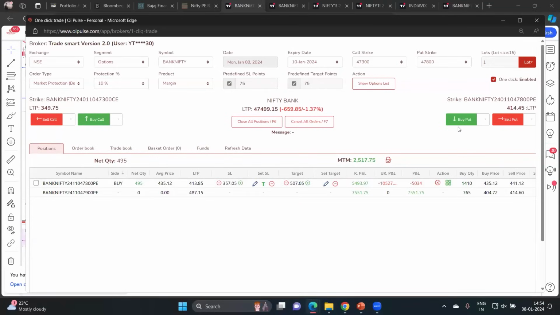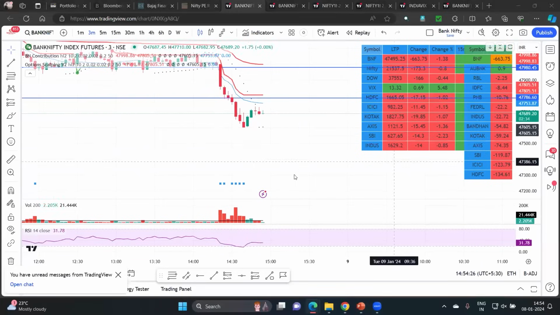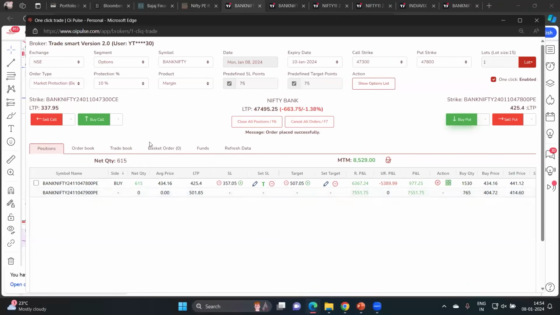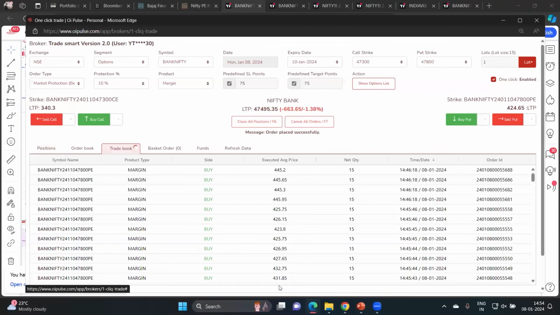That's the advantage. Okay, now imagine we got some of the positions given up at that 420 odd levels, 430 odd levels. Right now, on any move on the upside, again, I will try to add some positions here. That is the crucial advantage which you will get.